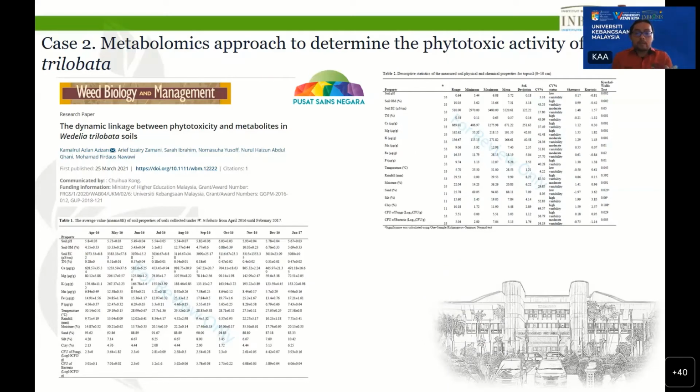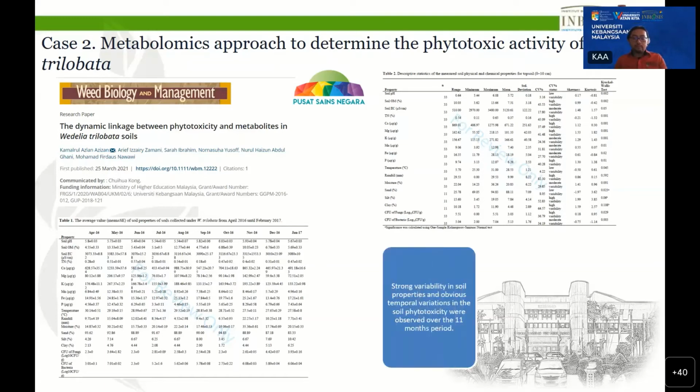In this case, we tried to understand how the soil physical and chemical properties can be correlated with the phytotoxic activity and also the metabolites. So here we did some characterizations of the macronutrients and also the micronutrients of this soil. So here we measured the calcium, the magnesium, the potassium, basically the macro and also the micronutrients of the soil that we obtained. And from there, we found that, of course, the result revealed strong variability in soil properties and obvious temporal variations in the soil phytotoxicity over the 11 months period.